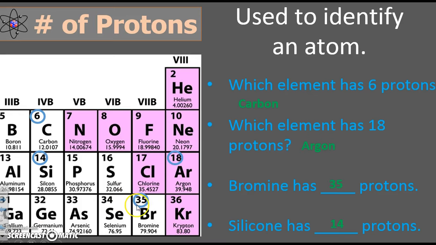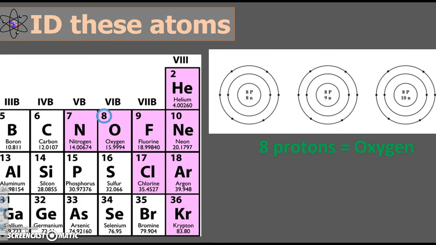Now let's look at bromine. If you focus on bromine, the number 35 is circled. That lets us know that it has 35 protons. Now let's look at silicon. Silicon has 14, identifying 14 protons. If we continue to identify these atoms, let's just focus on oxygen. Oxygen on the left has 8 protons.